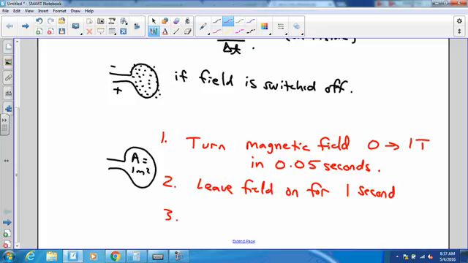And then, after we've left it on for 1 second, we're going to switch it off but it is going to decay slower than it came on because electronics will often have a capacitor or something like that. And so it's going to turn off in 0.25 seconds. In other words, we switch it on, leave it on, we turn it off, and it ramps down like that.